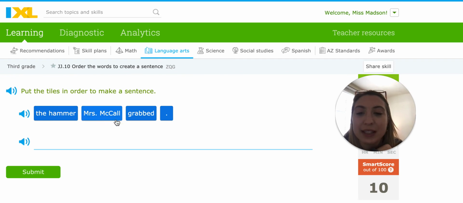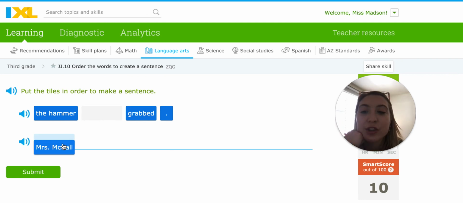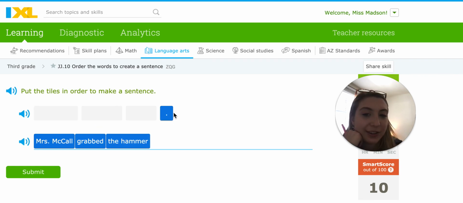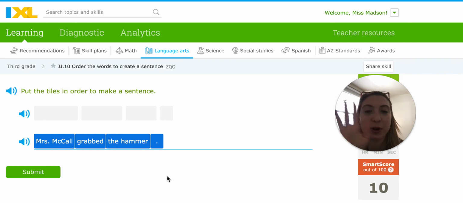"The hammer Mrs. McCall grabbed, period." So now I know the first word of a sentence is always capitalized. And this one is capitalized right here. And it's also a person, which is a noun, which can be my subject. So Mrs. McCall, and then next we have our verb. Grabbed the hammer. Well, grabbed is something you can do with your hands, so that would come next. And then the object, what did Mrs. McCall grab? The hammer. And then, of course, at the end, I have a period. So Mrs. McCall grabbed the hammer, period. So then I read it out loud. It sounds really good in my ear, so I'm going to press enter.